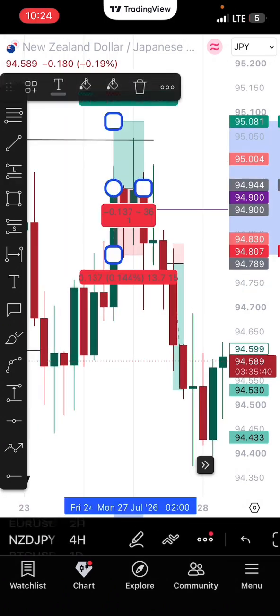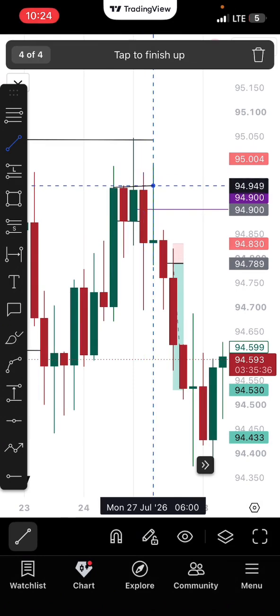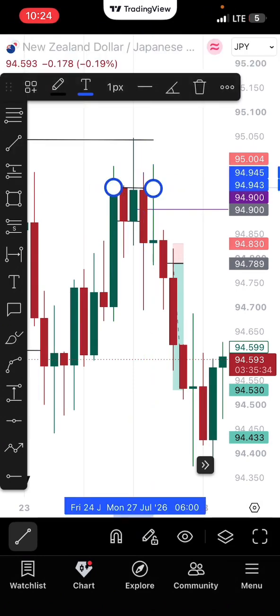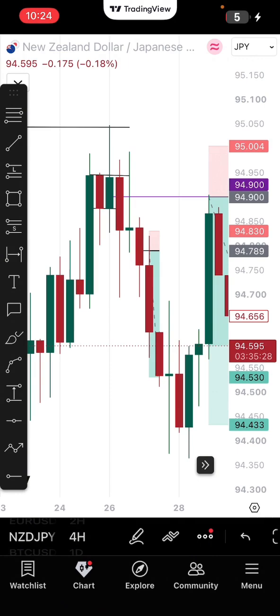Now after that break, we saw price react from this key level, all of this key level here. So price reacted from all of this key level here, like this. The rejection was very clear. Rejected and dropped, and what I was looking for was continuation sell.